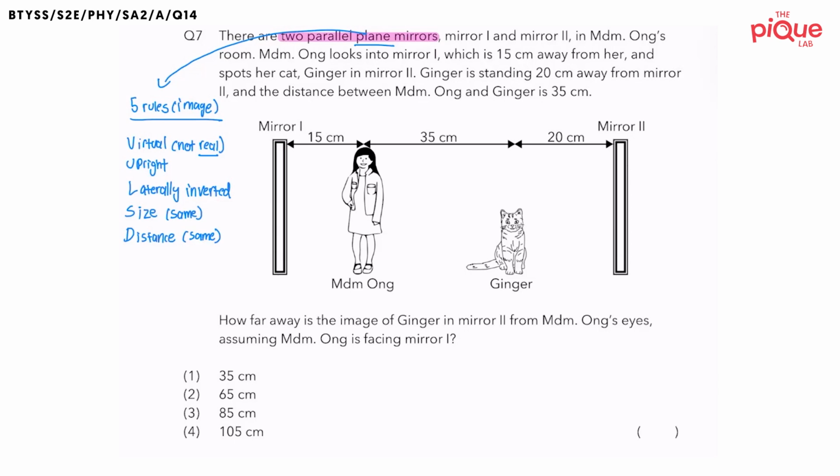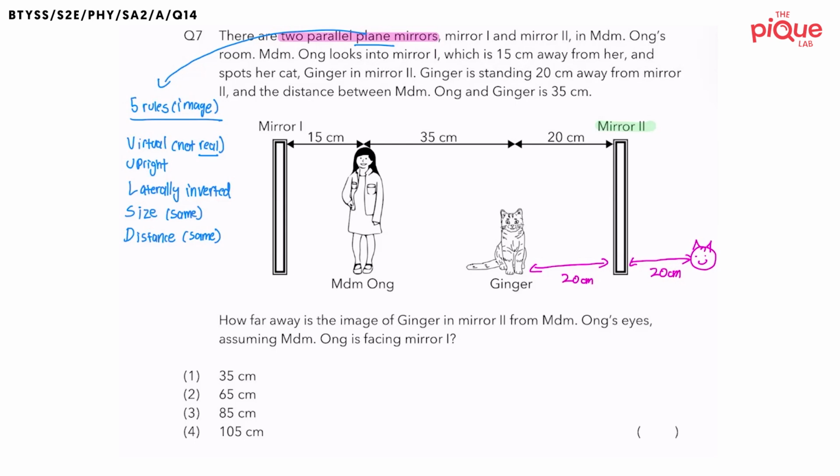Let's take a look at the diagram below over here. Here we have our ginger cat that is standing in front of mirror 2. We see that it is standing 20 cm away from the mirror. Similarly, the image of the cat in the mirror will also appear to be 20 cm away from the plane of the mirror. So this is what I mean by the distance is the same. Now, why did I go through all 5 of these golden rules? It is because in this question, they are testing you on one of the 5 golden rules. So let's continue to read the question to see which rule is being tested.